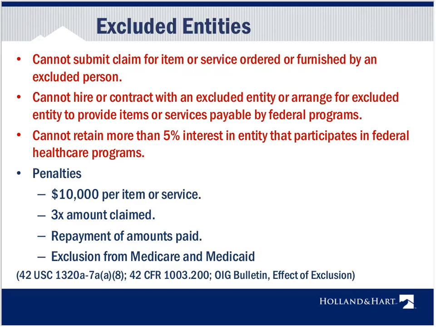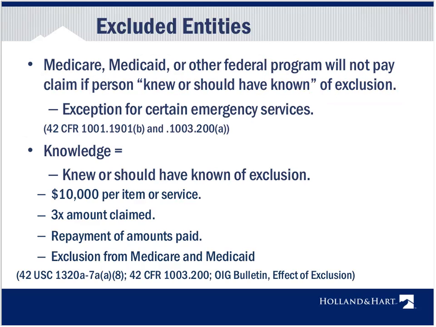The bottom line is, you need to be careful about contracting with or hiring persons who are excluded from federal health care programs. What are the penalties if you do that? Well, $10,000 per item or service that you submit a claim to the government for, 3 times the amount claimed. You'll have to repay any amounts that you receive from the government, and you can be excluded from Medicare and Medicaid.